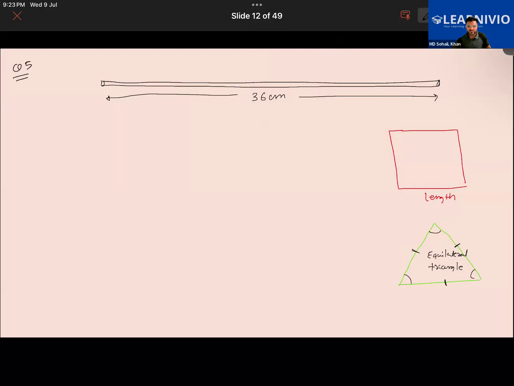And next, one more thing was mentioned in the question. What was it? A hexagon. So a hexagon is basically a polygon in which all the sides are equal. And how many sides? A total of six. Six sides are there.